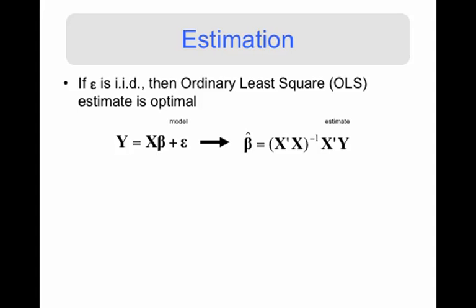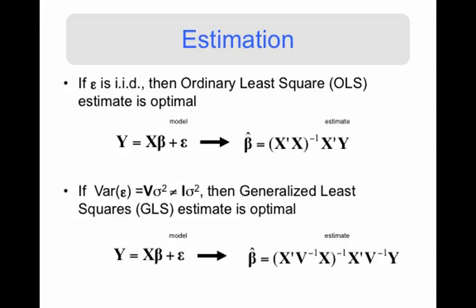So basically, if epsilon is IID, then the ordinary least squares, or OLS, estimate is optimal. We have the following model: y is equal to x beta plus epsilon. Then the optimal estimate, the BLUE, is this value of beta hat. However, if the variance of epsilon is equal to V times sigma squared, where V is not equal to the identity matrix, then the OLS estimate is not optimal anymore.